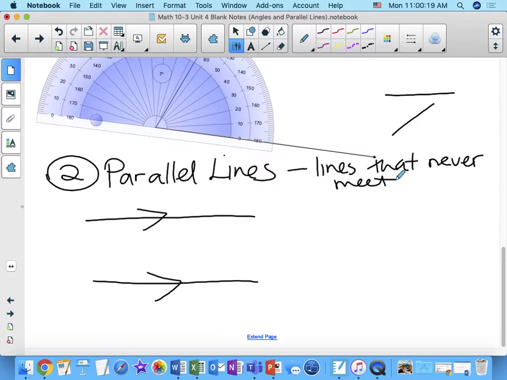Now, what we can do with parallel lines is take another line and run it through a set of parallel lines like this. Do you guys remember what that line is called? It starts with a T. Yeah, it's called a transversal. When we intersect a set of parallel lines with a transversal, a bunch of angles are formed. How many angles are formed?